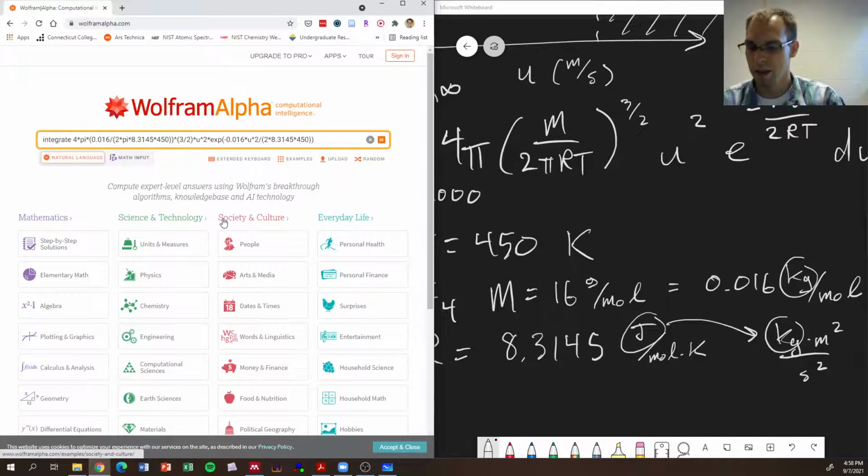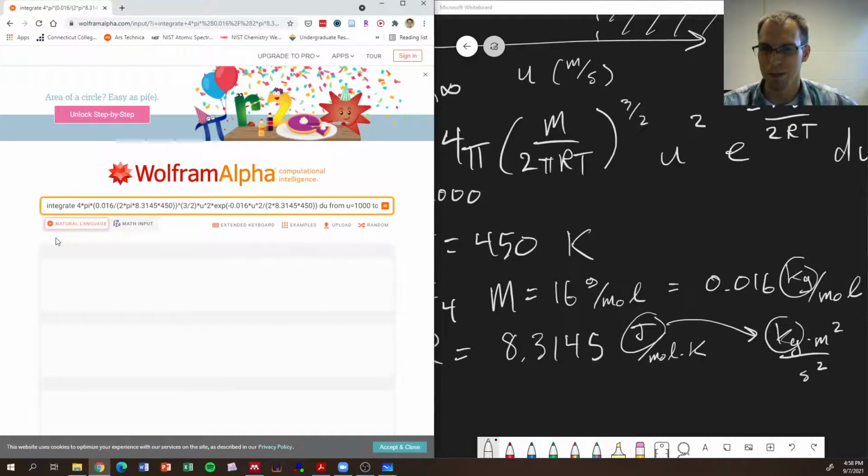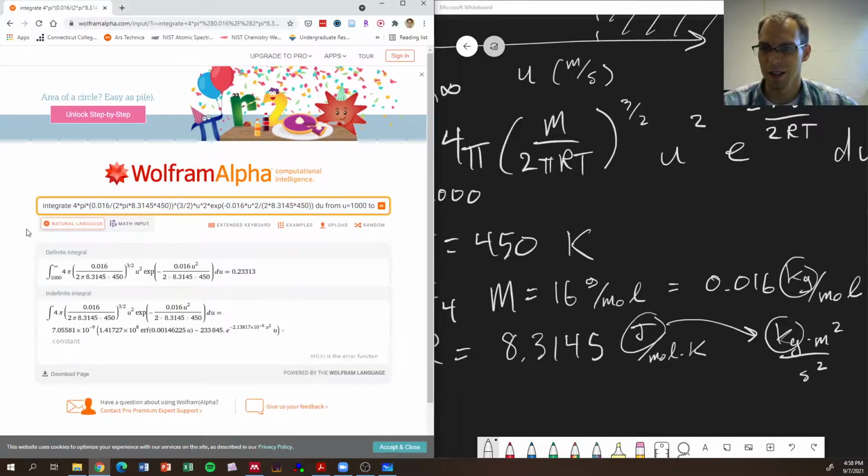All right, and then we need to put the du here so that Wolfram knows that that's the end of the expression that we're integrating. And then we need to tell it the limits. So we'll say integrate this function from, we need to say which variable, from u equals 1000 to infinity. INF is short for infinity. And if I type this all in right, we should plug this in and get an answer.